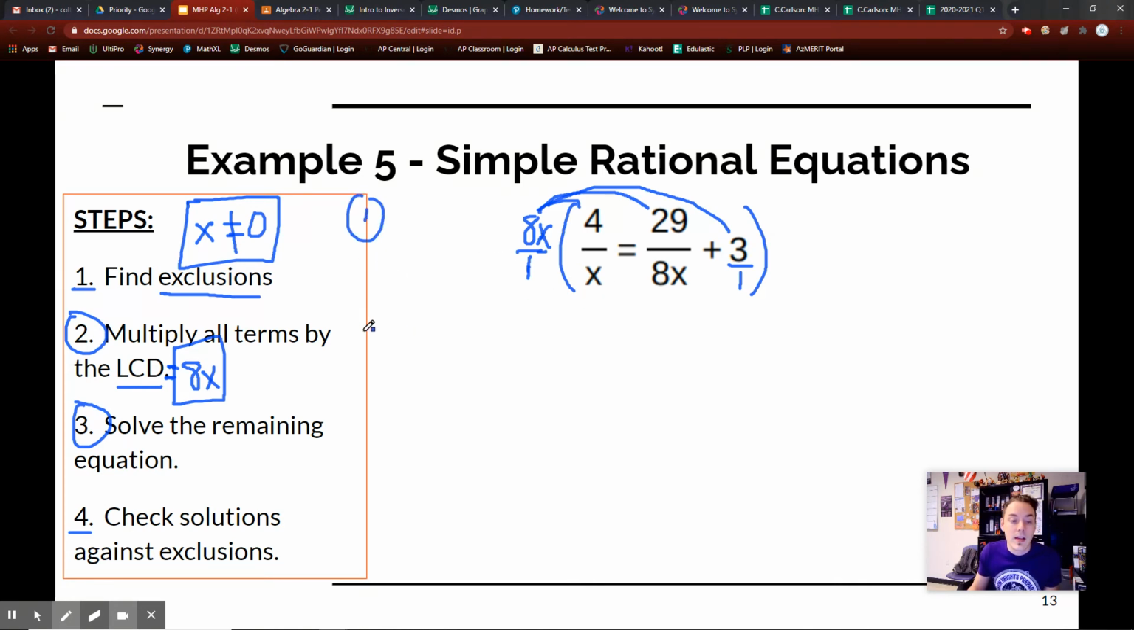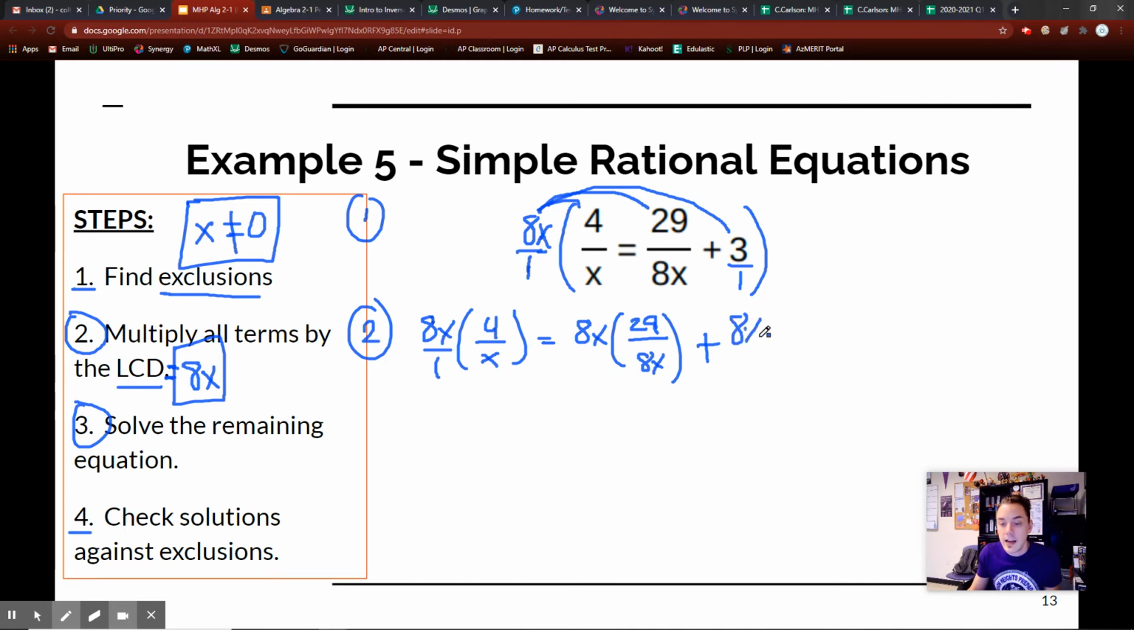That's my first step. This is my second step. I want to multiply everything together. This is 8x times 4 all over x. This is all over 1. I'm going to go a little bit fast here. So this equals 8x, because I'm multiplying it to that, and then times 29 all over 8x, and then plus 8x times 3. Okay? What happens to the x's here? The x's go poofy.